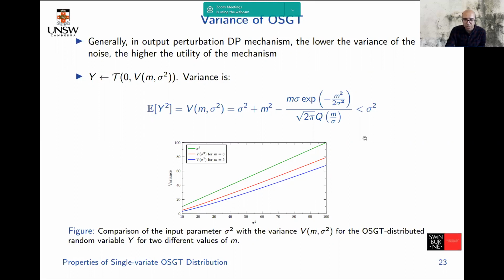This is sigma squared for the variance versus sigma squared. This is sigma squared itself, and that's the variance of OSGT for different values of m, for example, m=3 and m=5. As you see, if you increase m, you will have a further gap with the original sigma squared, which is good.